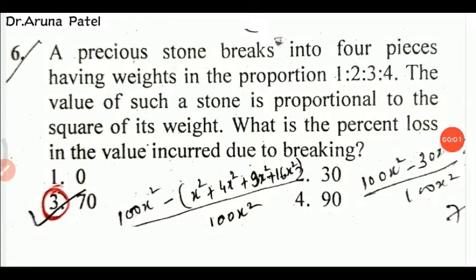Hello everyone. After a long time, I am discussing the CSIR NET June 2019 question paper, and I am discussing the 5 questions of the general aptitude section. So here is the first question.